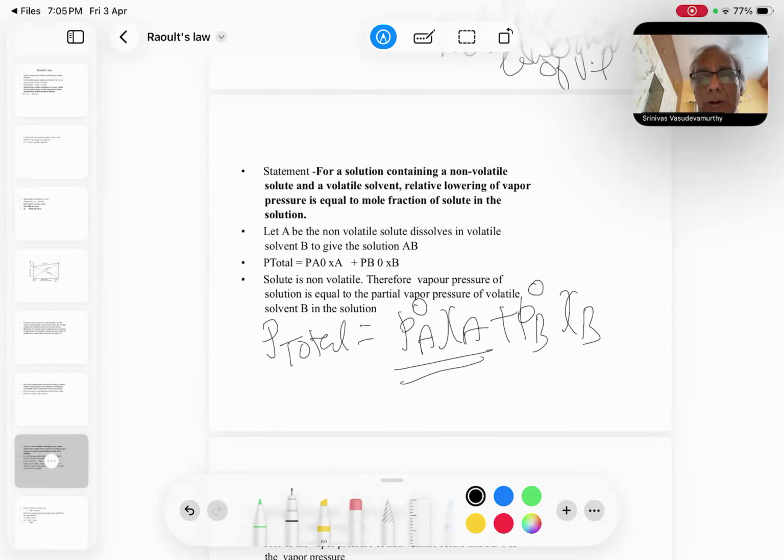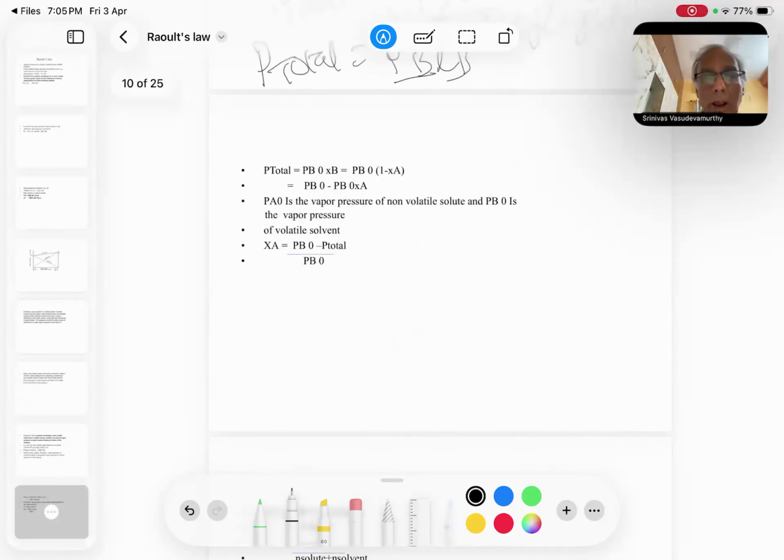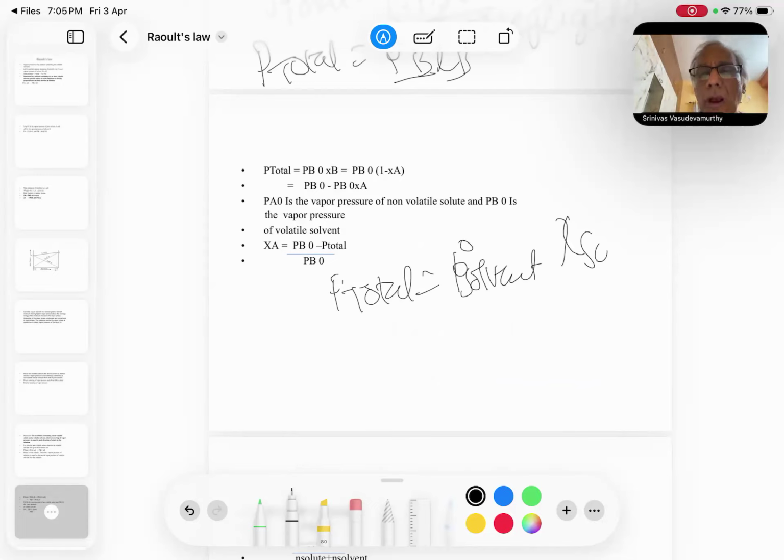Now, the solute is non-volatile, so P naught A is negligible, because it's a non-volatile solute here. So I can write P total is equal to P naught B into mole fraction of B, that is the solvent here. P naught solvent into mole fraction of solvent. If you find it easier, P total is equal to P naught solvent into mole fraction of solvent. The solute contribution is negligible, so I removed it here.